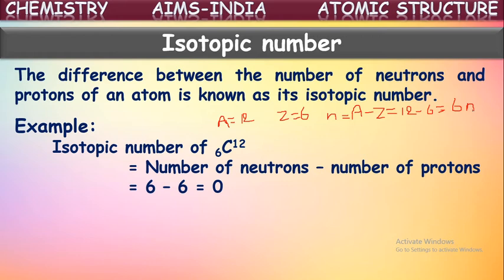Okay, hope you understood. Isotopic number means the difference between the number of neutrons and protons of an atom.